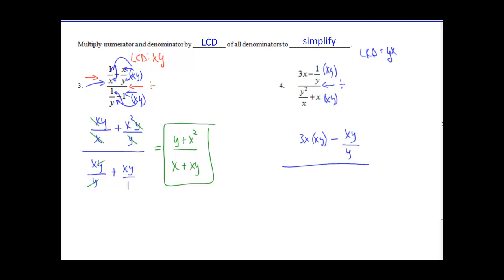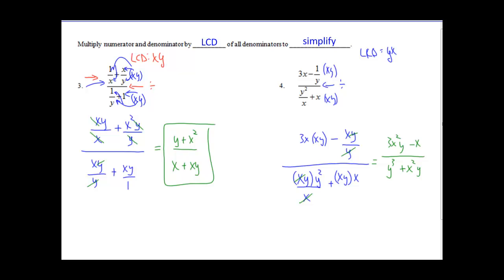this becomes xy times y squared over x plus xy times x. If we can cancel out anything, let's do so. On top, we know the y's cancel. Over here we're left with 3x squared y minus x, all over, x cancels with x. We end up having y cubed and then plus x squared y.